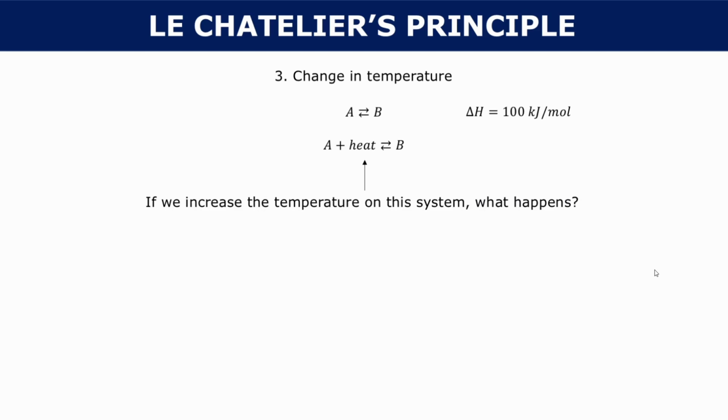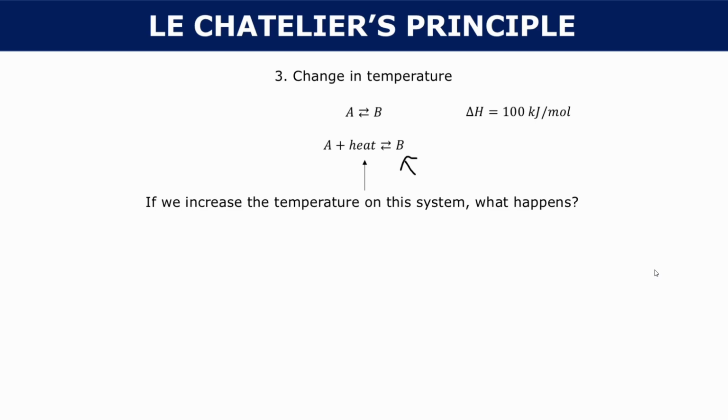Now, if you ask yourself, if we increase the temperature on the system, what happens? Well, what you're really doing is increasing heat. And remember, once you do something to the system, it asks, how can I minimize that change? So if you add heat, the system's going to ask, how do I consume heat? In this case, you would consume heat by speeding up the forward reaction. So if you were to increase the heat, the forward reaction would increase and more products would be produced.